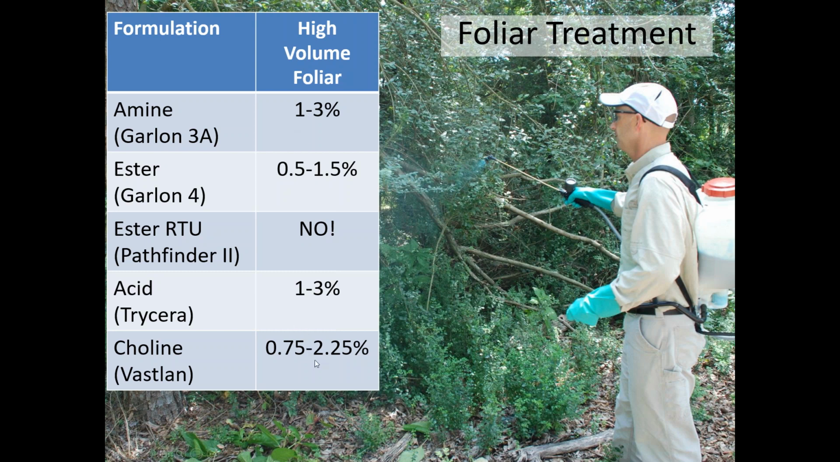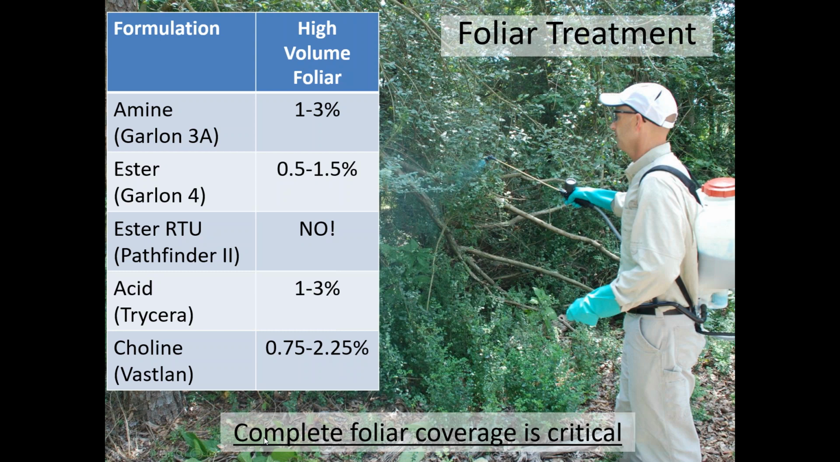The choline formulation, again, with a 4 pound per gallon, you'll see the rates typically coming in at about 0.75 to 2.25% on a volume to volume basis for high volume foliar treatments. So complete foliar coverage is still critical with all these formulations. This is one issue that's often a struggle. If you've ever seen a DOT do a side trim with Triclopyr on the roadsides, you'll see that it browns out those stems it comes in contact with, but typically doesn't tend to kill the entire tree or shrub when they do a side trim.